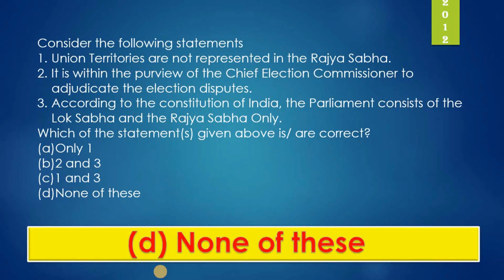So, the answer is option number D, that is none of the statements mentioned above are correct, because as we know, the Rajya Sabha is composed of the representatives from both the states as well as the union territories, that is the 2 union territories of Delhi and Puducherry, and the rest 12 members are nominated by the President of India. For the second statement, the election disputes are adjudicated by the special election benches designed for election petitions that should be formed in the High Court. And the Indian Parliament consists of the President of India, the Lok Sabha and the Rajya Sabha. That's why all the three statements are incorrect.